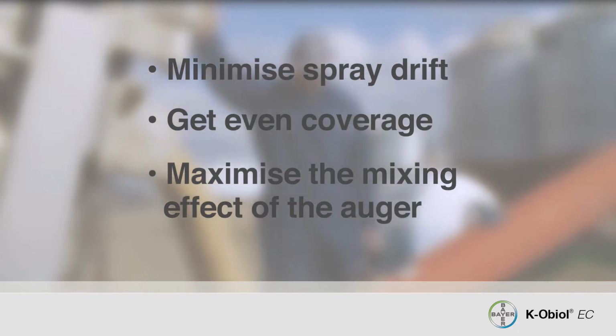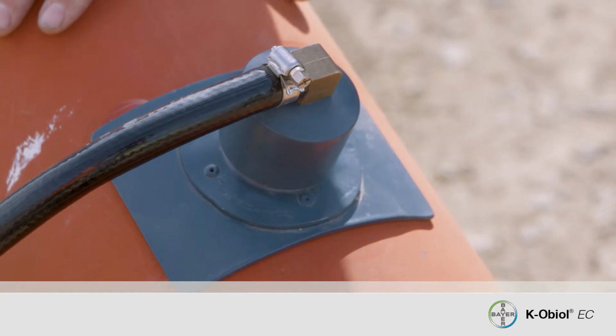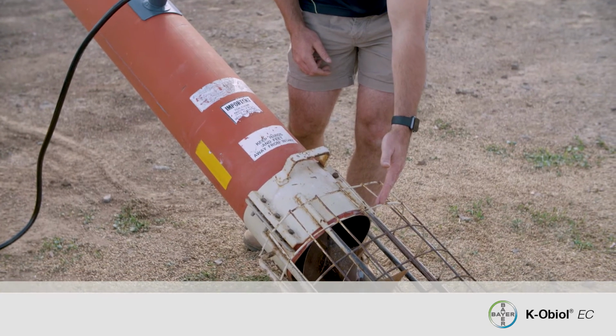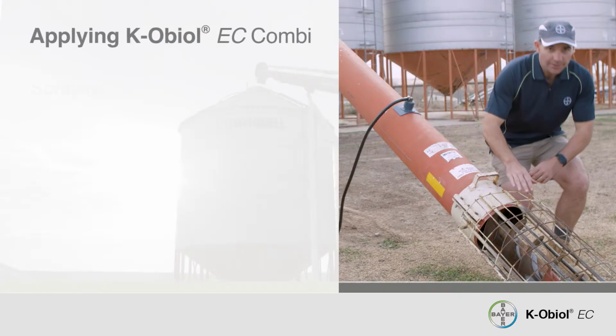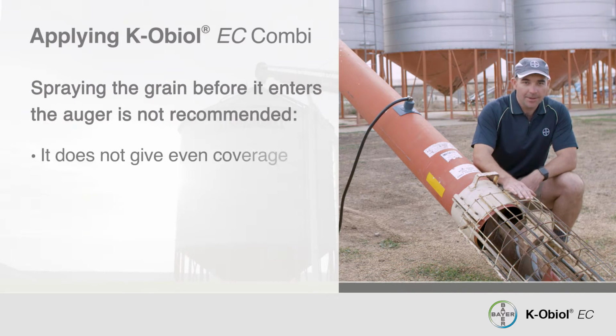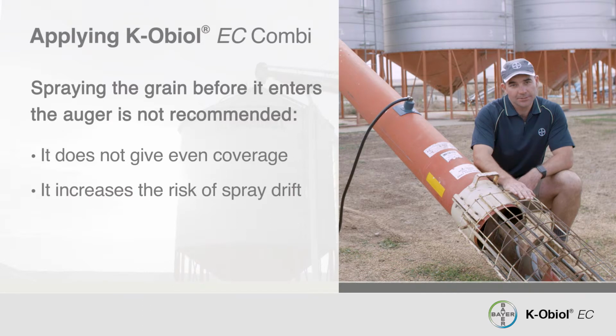of your auger. As you can see, we have our nozzle set up to spray directly into the barrel of the auger, fairly close to where the grain is picked up. Spraying the grain before it enters the auger is not recommended, as you don't get even coverage on the grain and you increase the risk of spray drift.